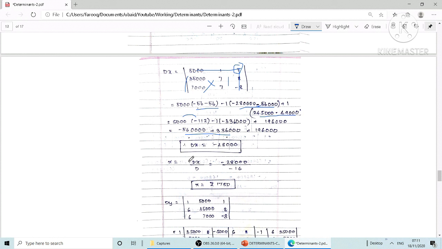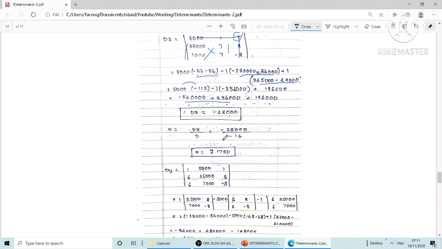Then we have to find x. Dx upon d, minus 28,000 upon minus 16. This minus and minus sign will cancel, and when we divide 28 by 16, we will get the value of x, that is 1,750.